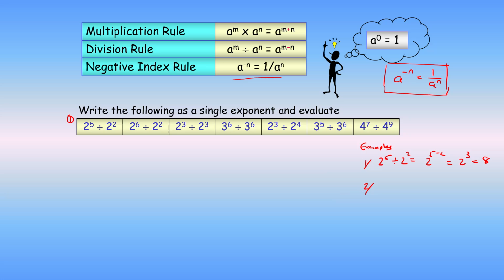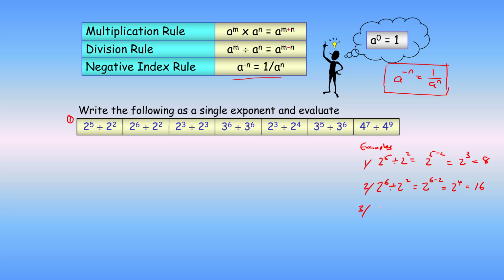Okay, so question 2, we've got 2 to the power of 6 divided by 2 squared. That's going to give us 2 to the power of 6 minus 2. Make sure you're writing it like this. 2 to the power of 4. If we work that out, it's going to be 4 times 4, which is 16.